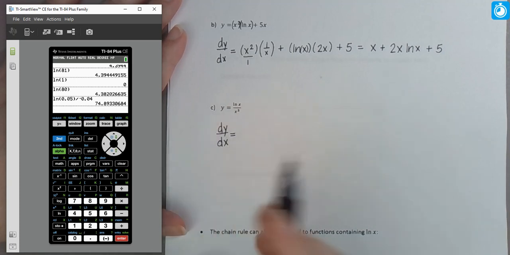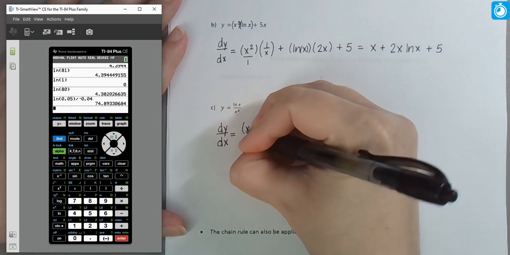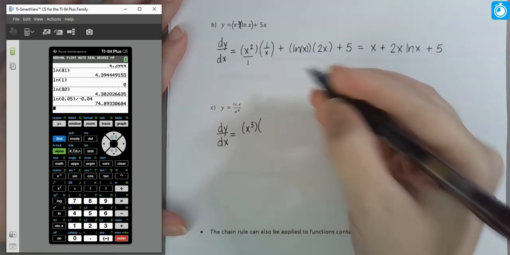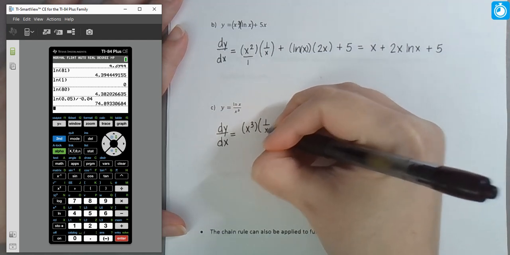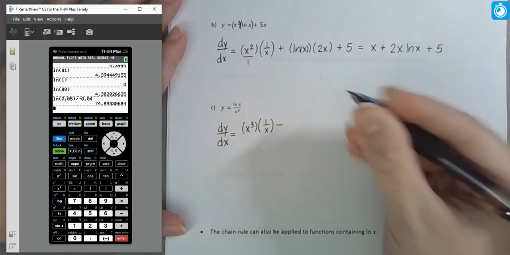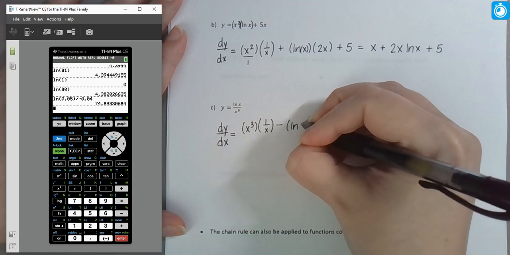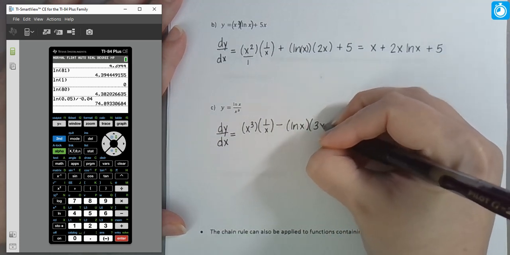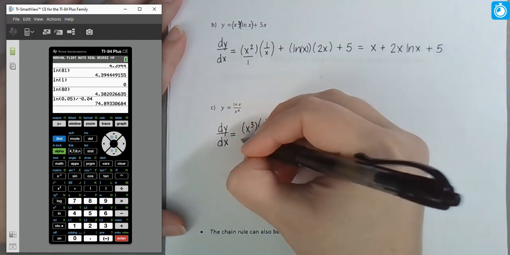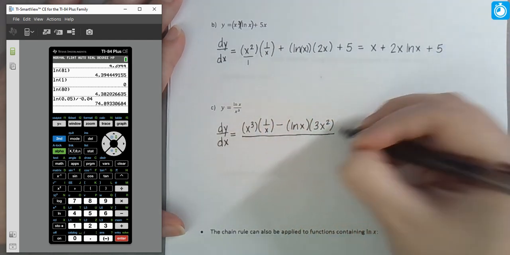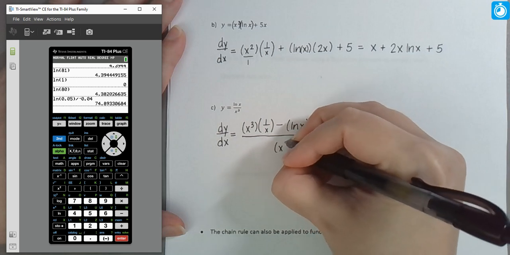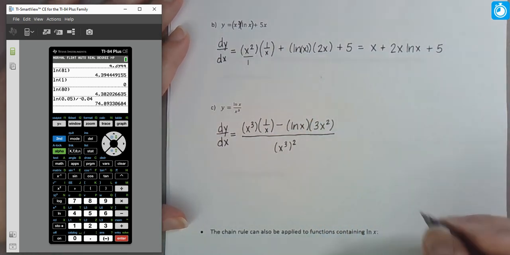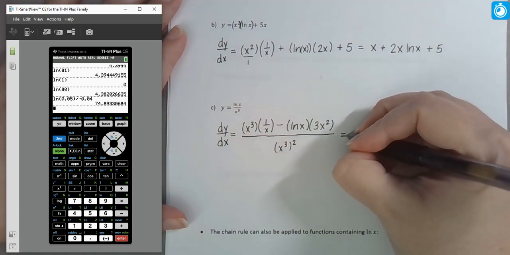So our derivative rule says low, so x cubed, d high, well the derivative of our natural log function is going to be 1 over x, minus high, so natural log of x, d low, so 3x squared, all over the lower function squared. So x cubed squared. So let's clean that up.